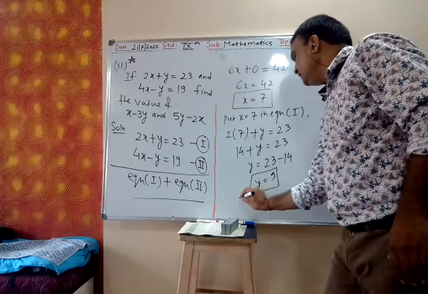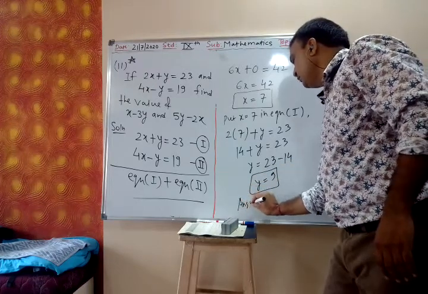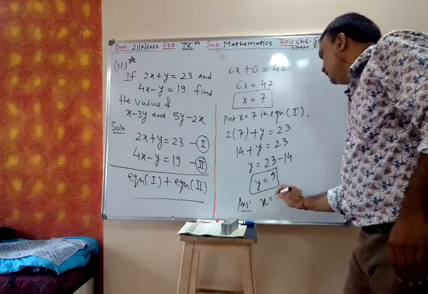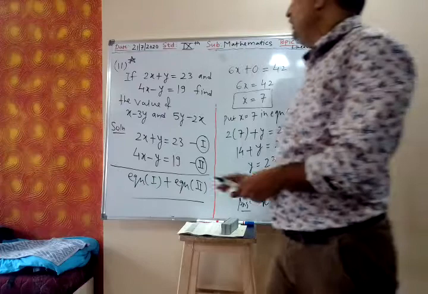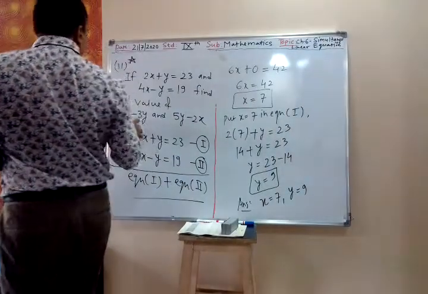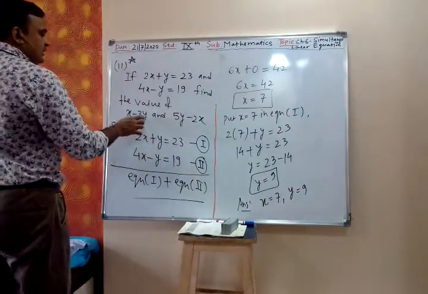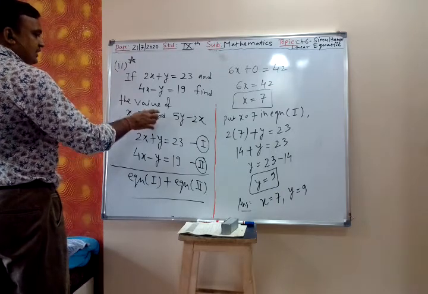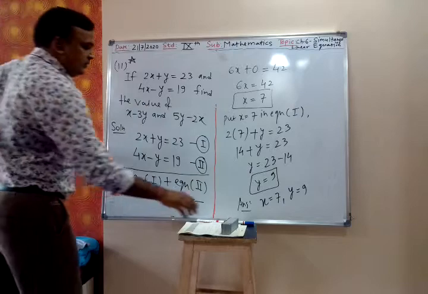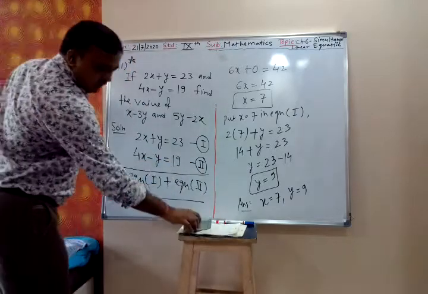So our answer is x is 7 and y is 9. Now we want to find the value of these two, x minus 3y and 5y minus 2x. In each I will put the value of x as 7 and y as 9 and find these two.